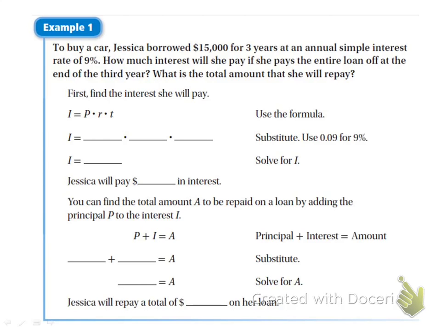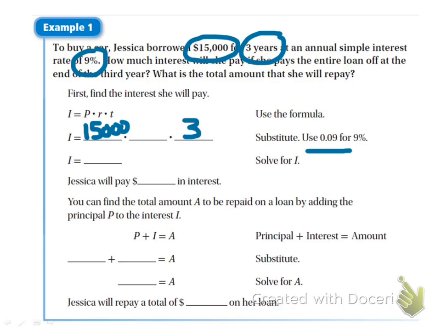So principal was in the problem, and that was $15,000. 3 years was in the problem. That's going to be our time. And we're going to change 9% to a decimal. And you'll see over here how they showed you to do it. We move the decimal 2 places to the left. So I have 0.09. So my interest is $4,050. So Jessica will pay $4,050 in interest.